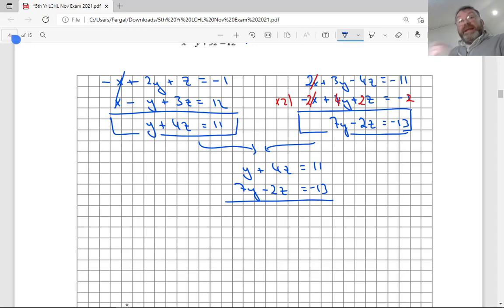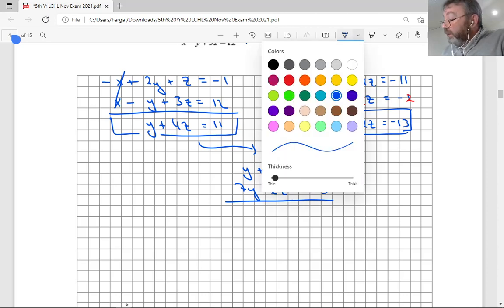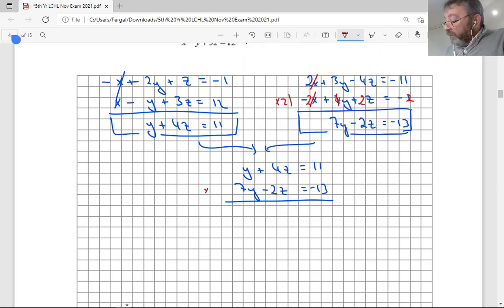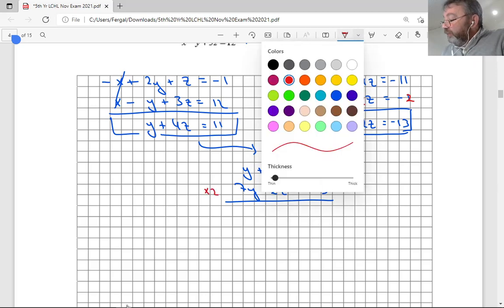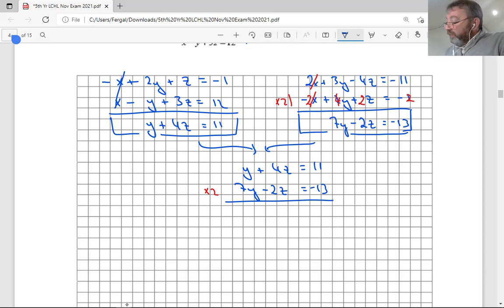Now, the easiest term to cancel here is z, because the signs are already opposed. So if I want to cancel the plus 4z, I've got to multiply the bottom line by 2. And that's exactly what I'm going to do. And let me rewrite these, because I don't want to start writing over terms. So this first equation stays the same, but the second one becomes 14y minus 4z equals minus 26.